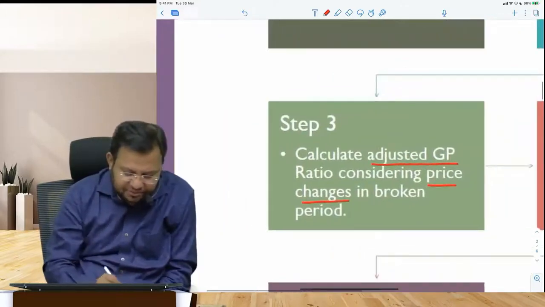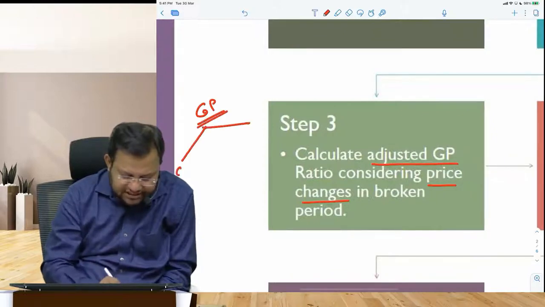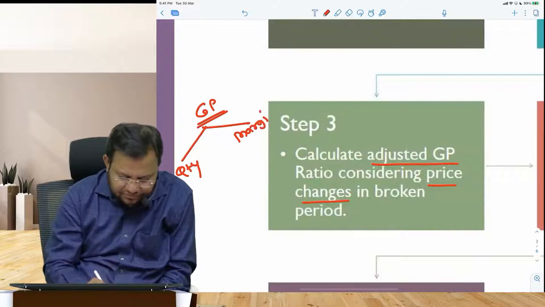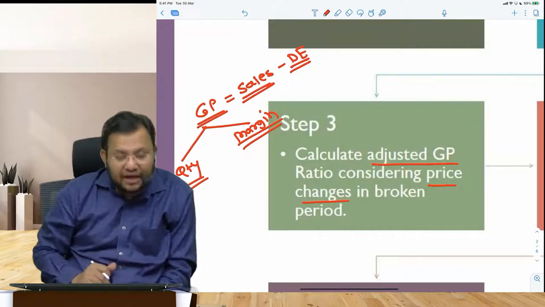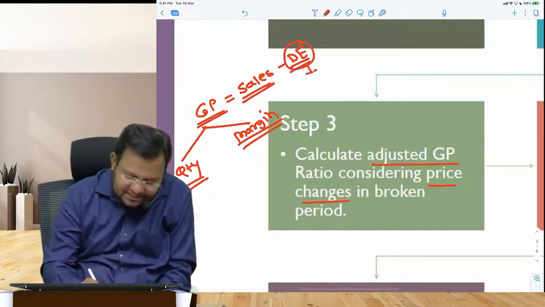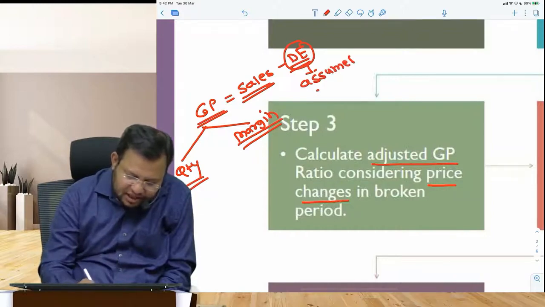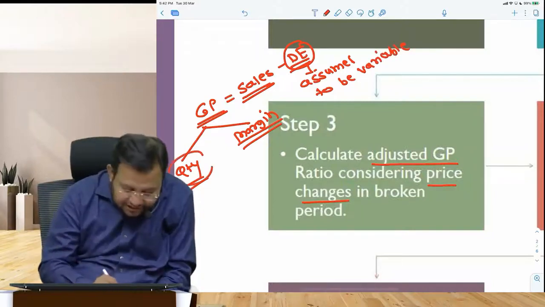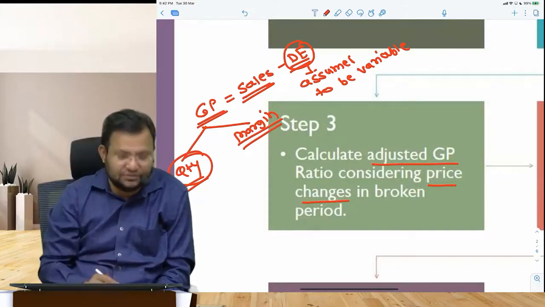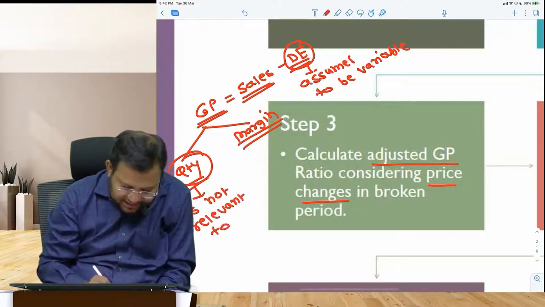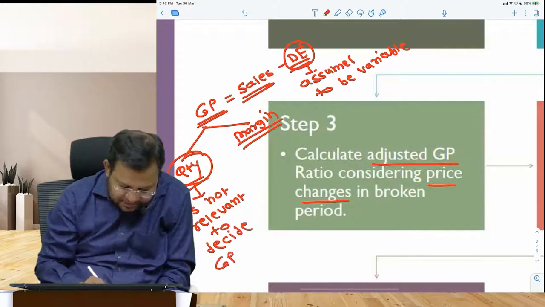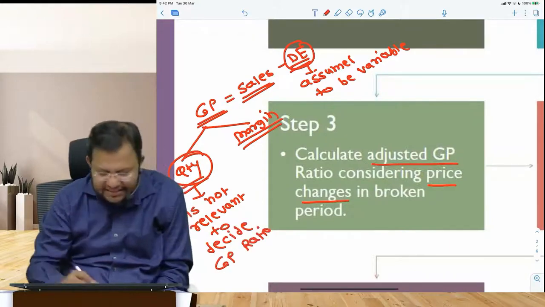Please remember, gross profit is a function of quantity and margin levels. Now, since gross profit is basically sales minus direct expenses, we assume, for the sake of chapter, unless otherwise given, all direct expenses are assumed to be variable. If I assume all direct expenses to be variable, because nothing is given, then quantity is not relevant to decide GP ratio if direct expenses are assumed to be variable.